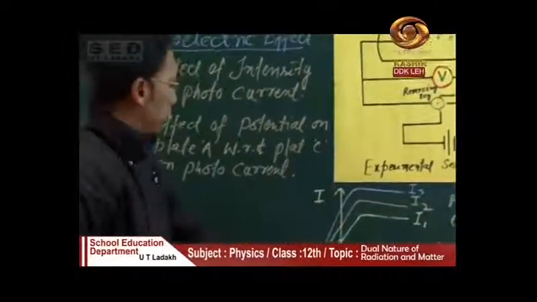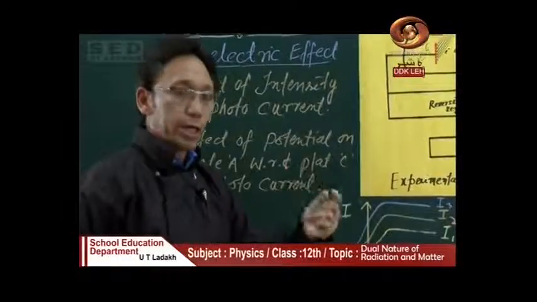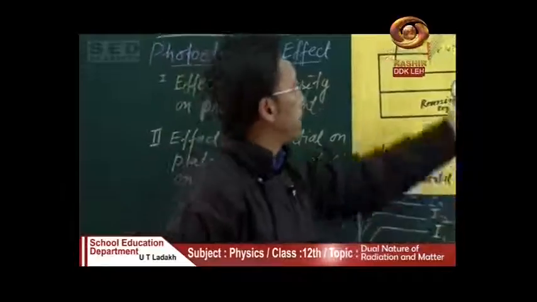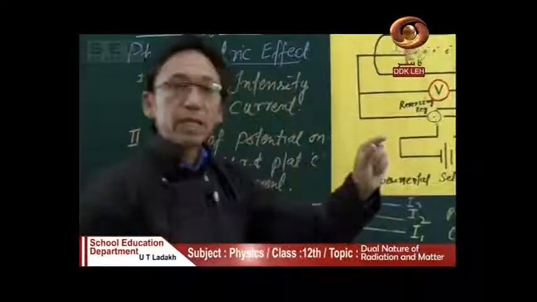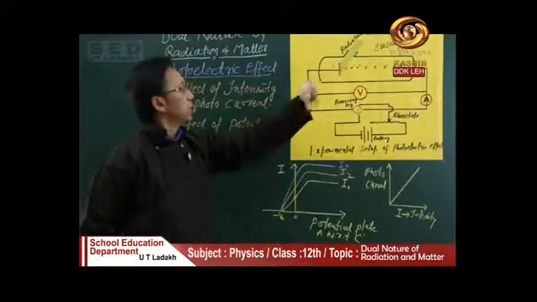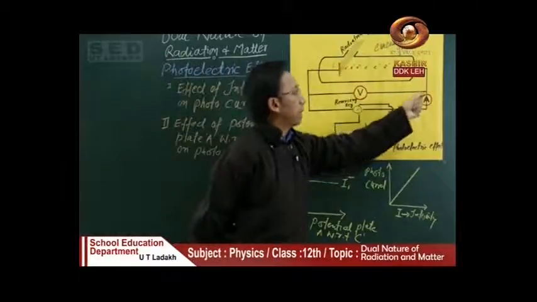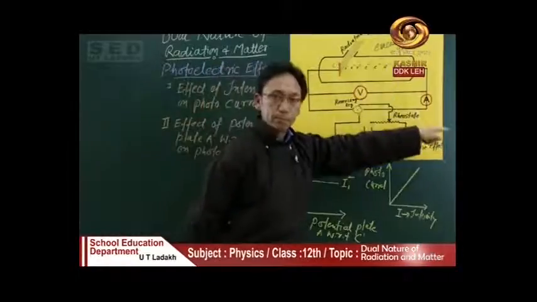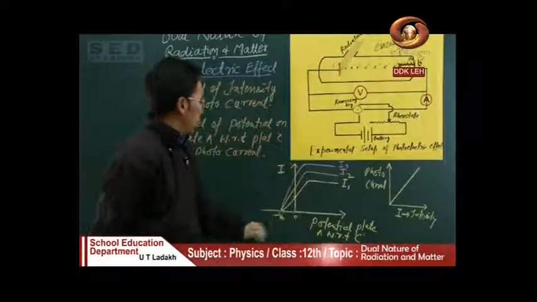So stopping potential, which I defined for you yesterday, is that potential, that is the negative potential given to the plate A, at which no current, we can say current becomes equal to 0 in the circuit. That is the value of the stopping potential.